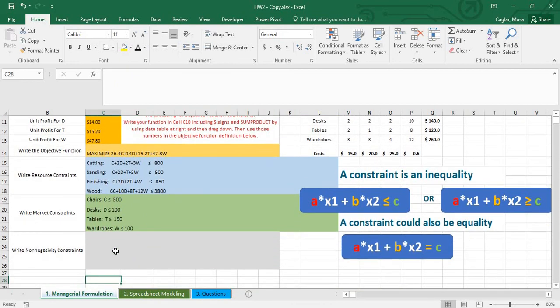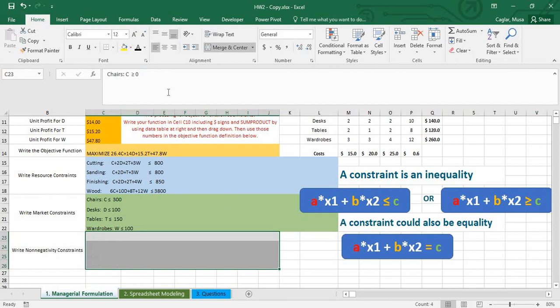Also, to make sure that we don't have any negative numbers in the optimal solution, we are always including those non-negativity constraints. Okay.